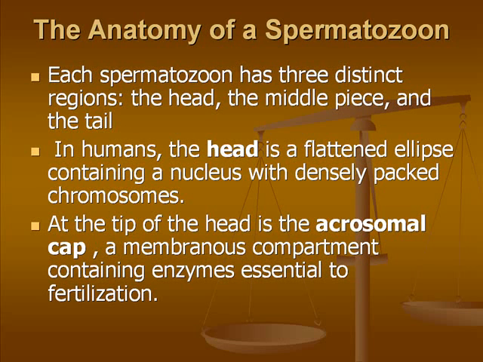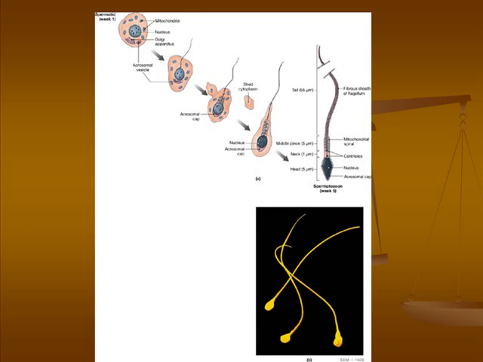That's for your final. At the tip of the head is what's called an acrosomal cap. This is a membranous compartment that contains enzymes that are essential to fertilization. I believe that's a test question as well. These enzymes are very important because when we talk about the female process of development, you'll see that the ovum is actually covered by a layer of cells, and those cells act as a protective barrier for the egg. And so for fertilization to take place, these enzymes have to get in there and break down those cells to be able to attack.